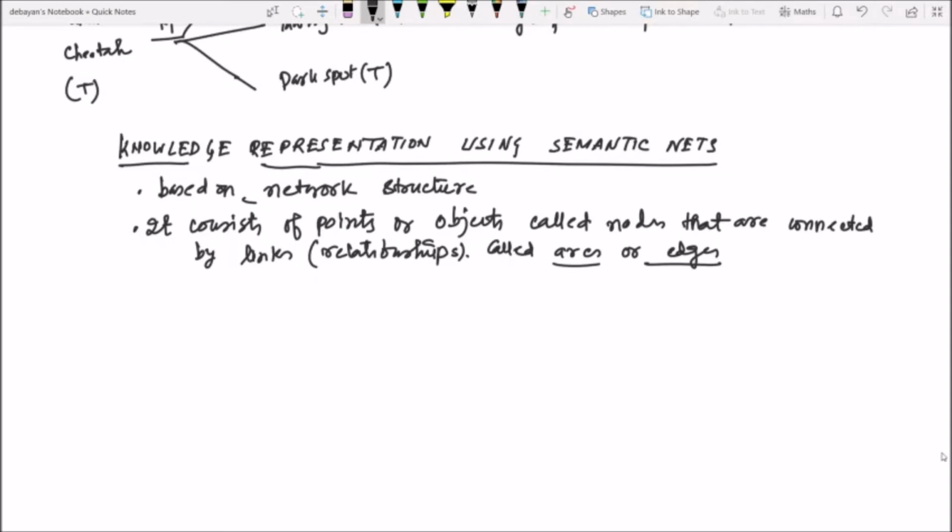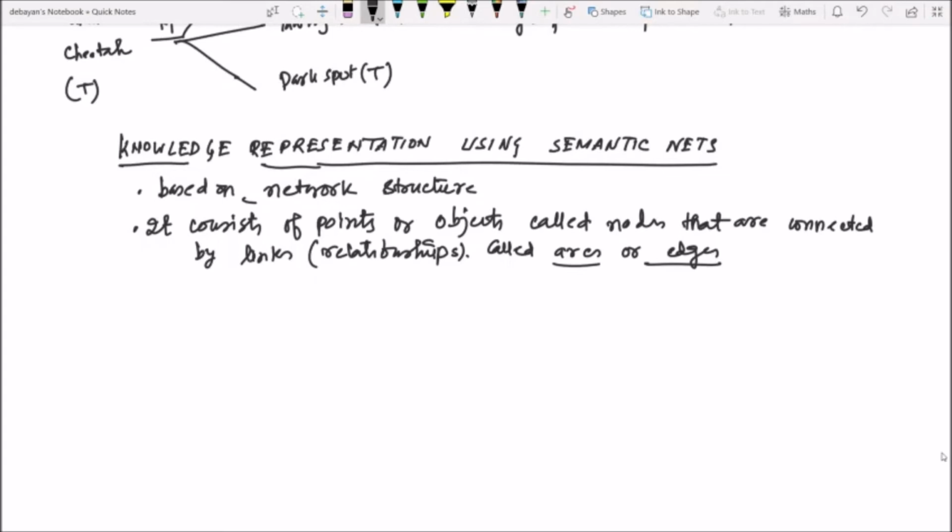And of course the relationships are of primary importance in semantic nets because they provide the basic structure for organizing the knowledge. Without relationship, knowledge is simply a collection of unrelated facts. With relationship, the knowledge is a cohesive structure from which other knowledge can be inferred. So that is the thing.